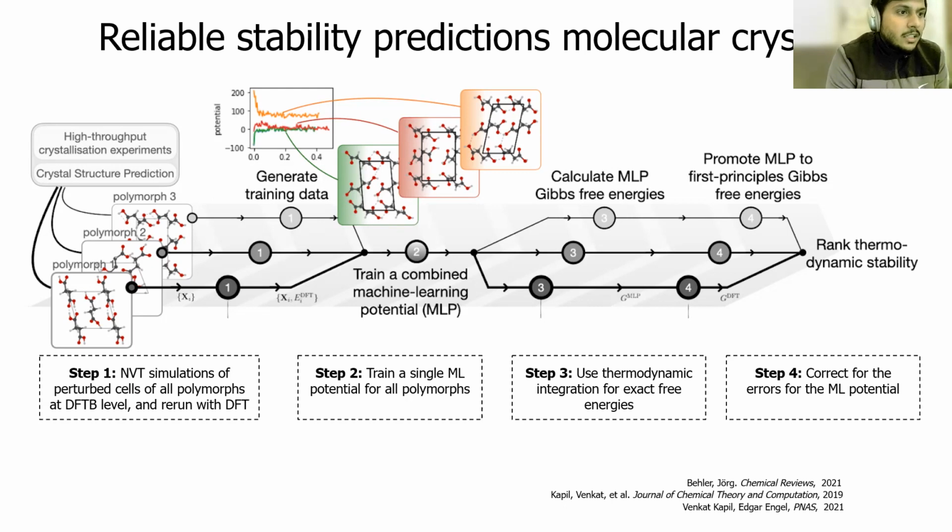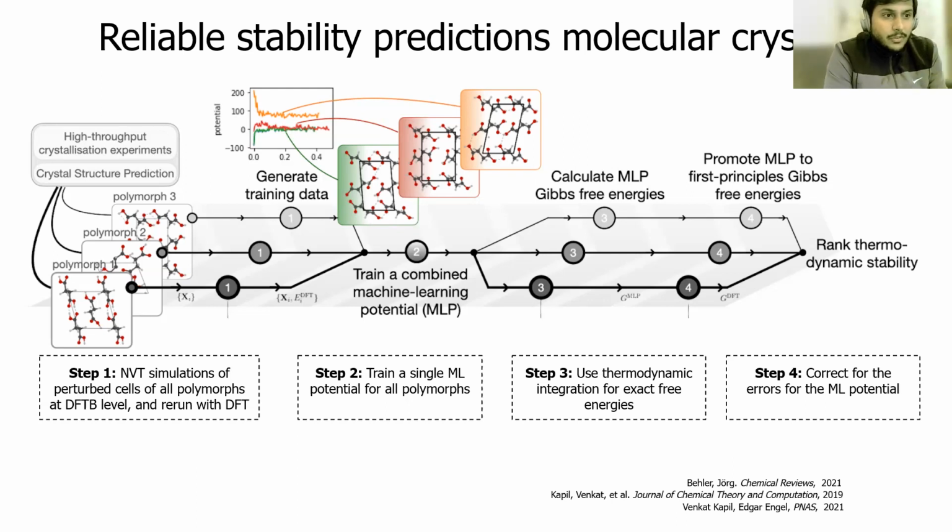But the main idea is that you use a lower level of theory to come up with a huge data set, and then you select the most important configurations. You collect the configurations of different polymorphs, and then you train a single model for these polymorphs. And then you use these to perform path integral molecular dynamics simulations. And with that, you can predict Gibbs free energies.